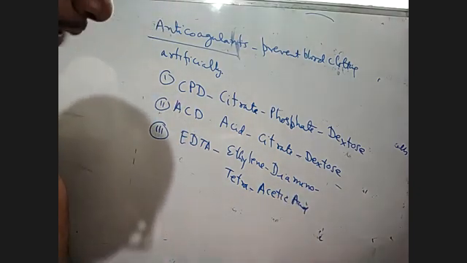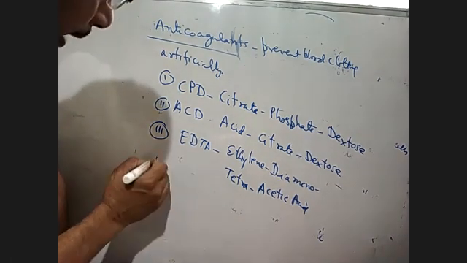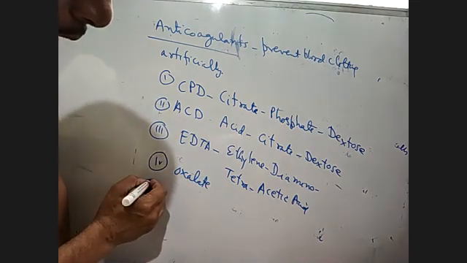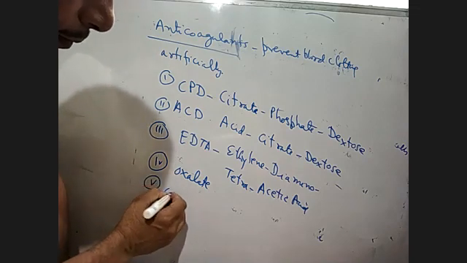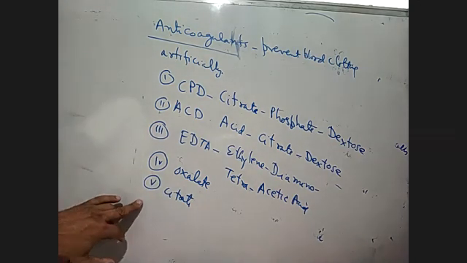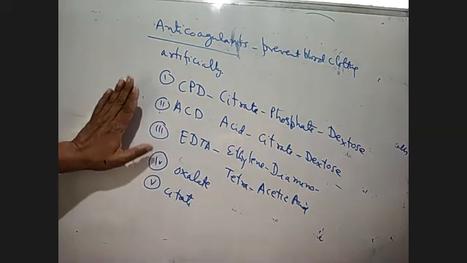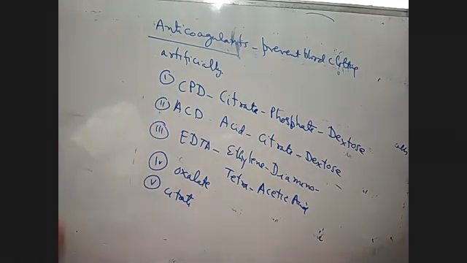And they are used by the blood banks, and also oxalate is there, oxalate and citrate. These are also anticoagulants. Okay, these are important. Sometimes they ask in the NEET exam and other entrance exams, so you have to remember these also.